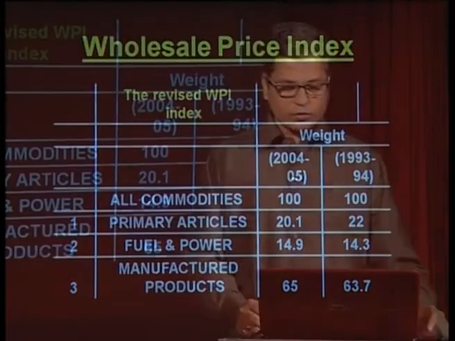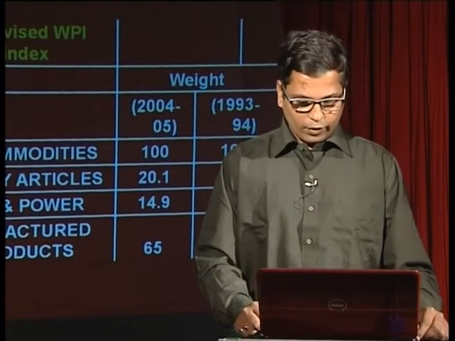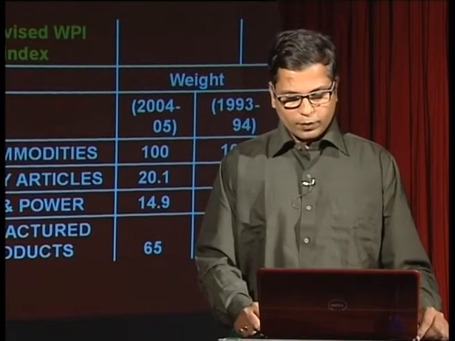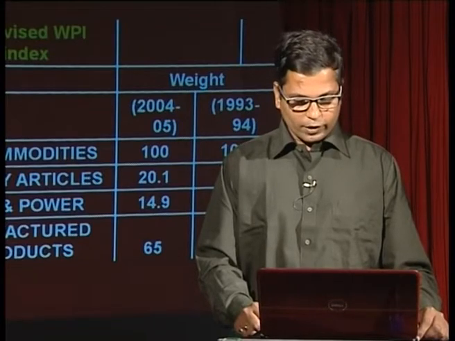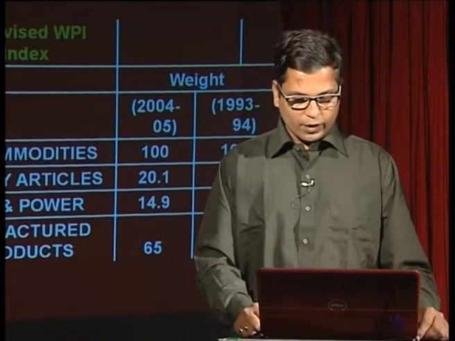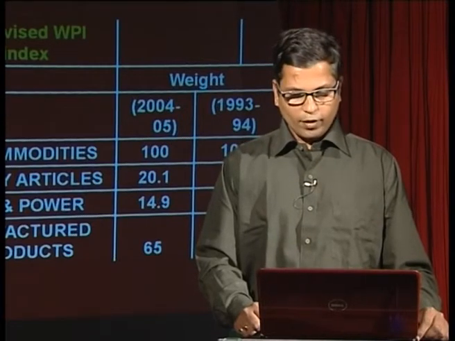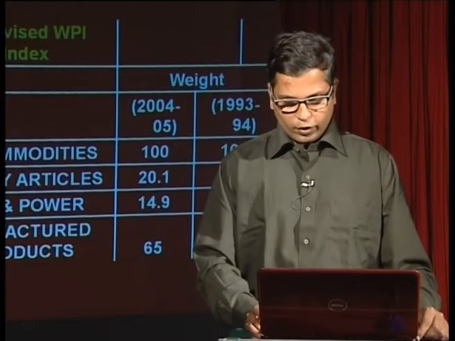Primary article comprises of agriculture product, food product and raw material. Fuel and power is a major part of electricity, coal and petroleum. In manufactured product, the leather product, metallic product, and chemical are the key components of this index. And on the basis of this index, we compute the inflation.